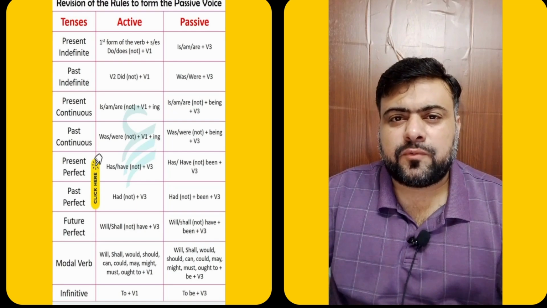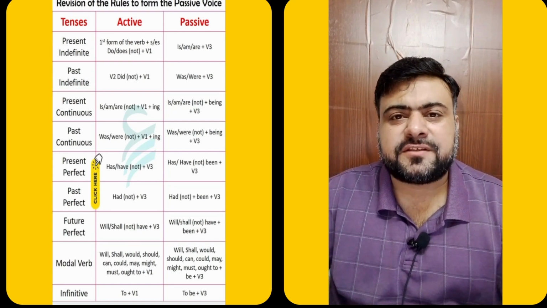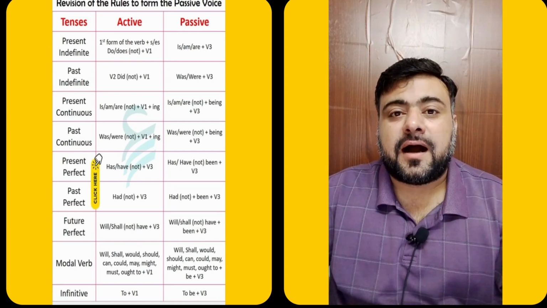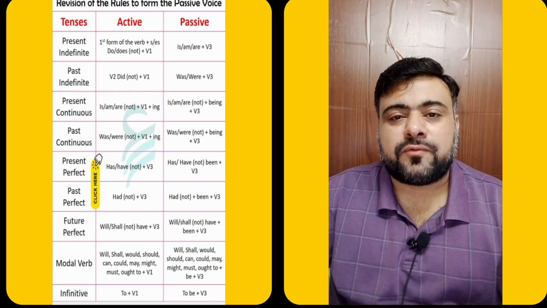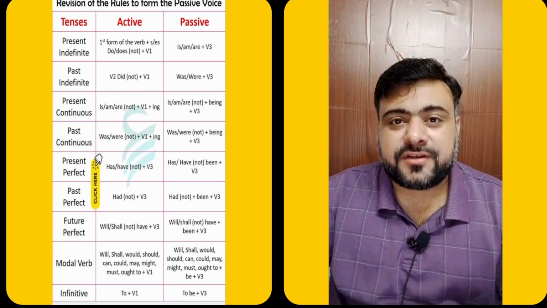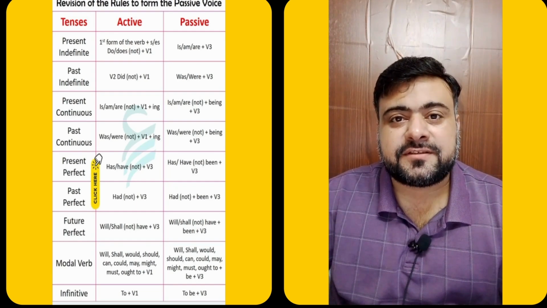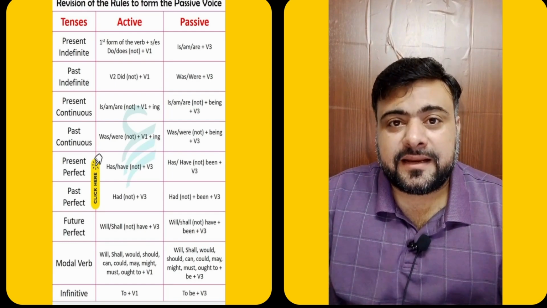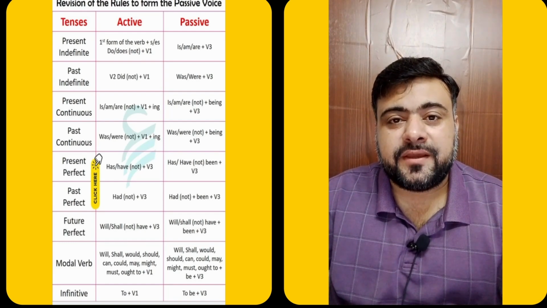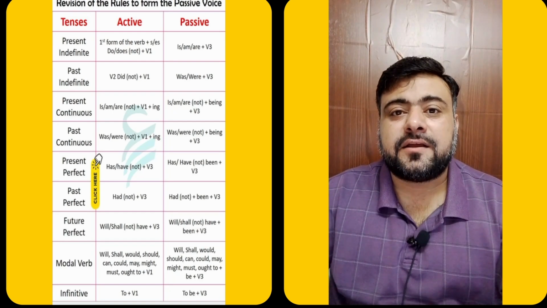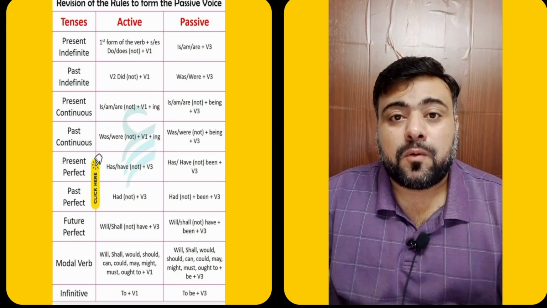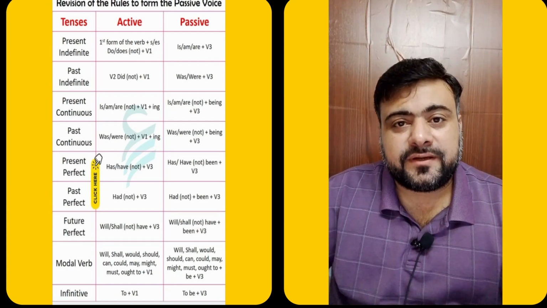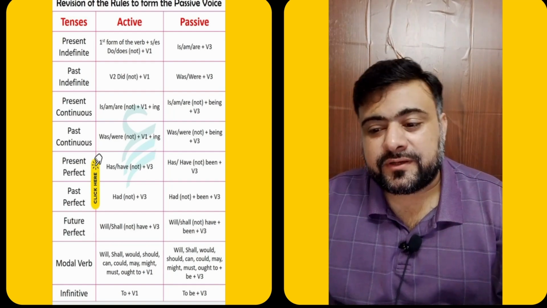In the future perfect, we use will have, shall have plus the third form of the verb. I will have written the letter. I shall have written the letter. This is the active. What will be the passive? A letter will have been written by me. A letter shall have been written by me. Will have been written, shall have been written.